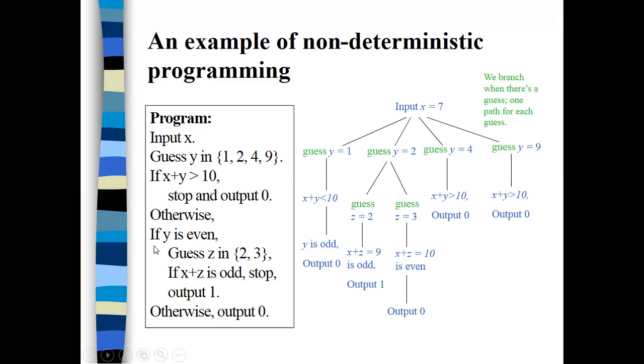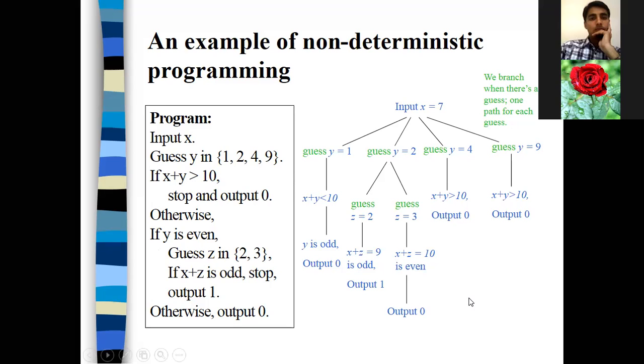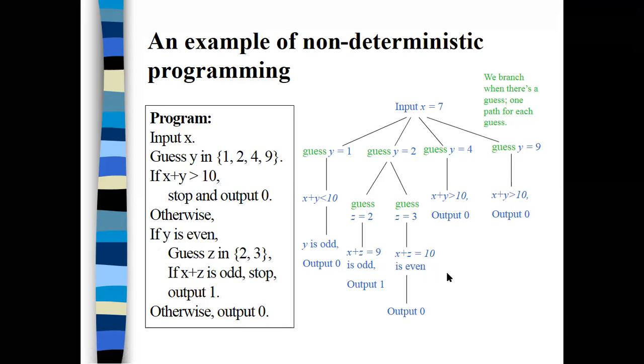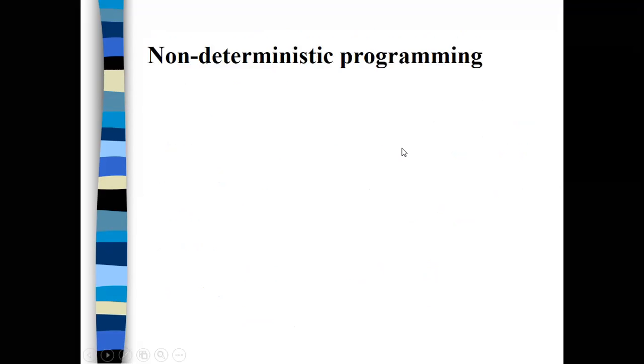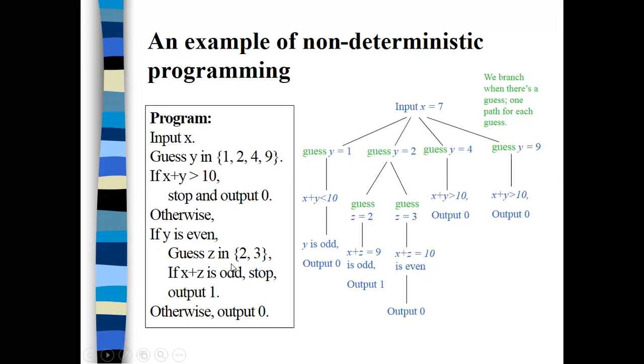If we are not going to stop the program, then we have to check that y should be even, and then we have to guess the z, and we have to add x and z. If it is odd, then we have to stop and give the result as 1. So here we have the guess. Suppose input x is equal to 7, and we have y as 1, 2, 4, and 9.